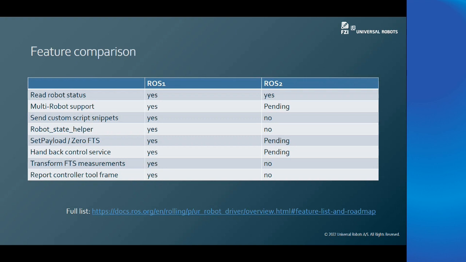And the transform of the force torque measurements, as I said earlier, for the ROS1 driver is also not available for the ROS2 driver. And also the tool frame of the robot is not transparently sent to the ROS ecosystem right now, which was rather handy in the past. This is not the whole feature list. You can find the whole feature list in our documentation, which I linked there as well.